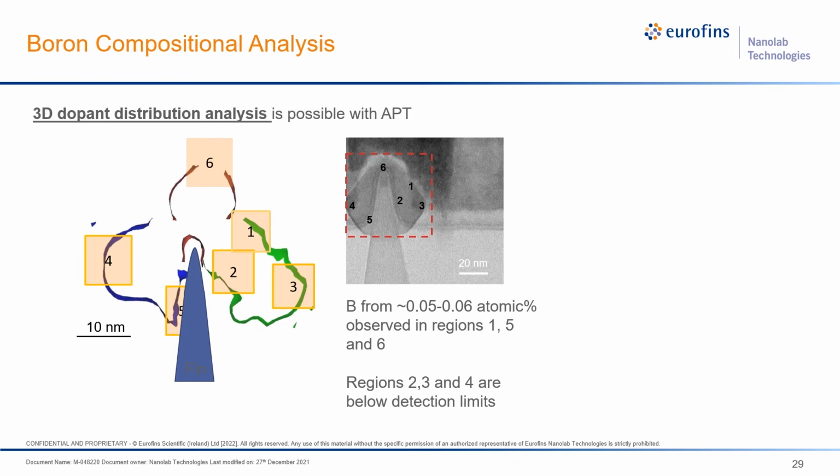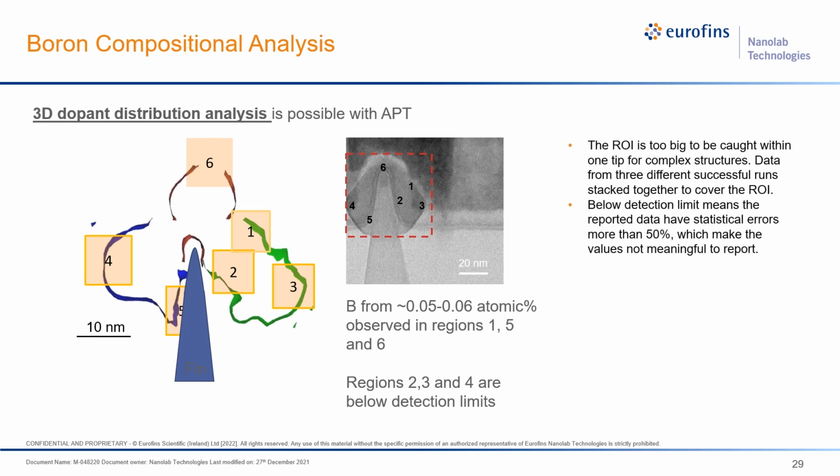We can pick up a very small amount of boron, about 0.05 to 0.06 atomic percent. Specifically, though, what I do want to mention, apart from picking up the boron distributions in specific regions, is that the region of interest, which is shown here in red, can sometimes be too big to be caught by a single tip for the atom probe analysis, specifically for these complex structures.